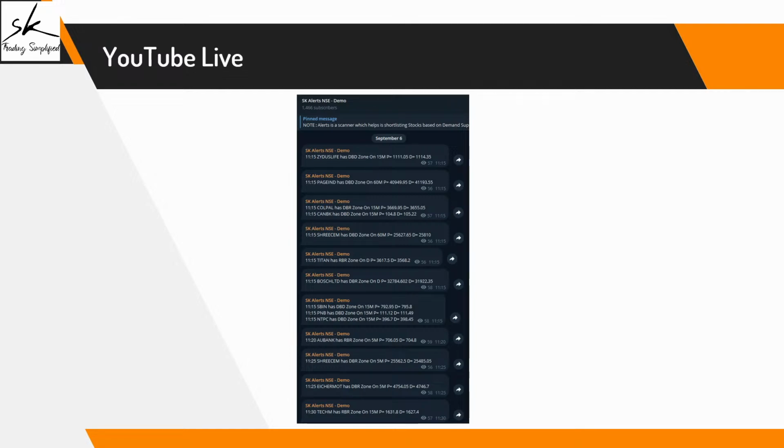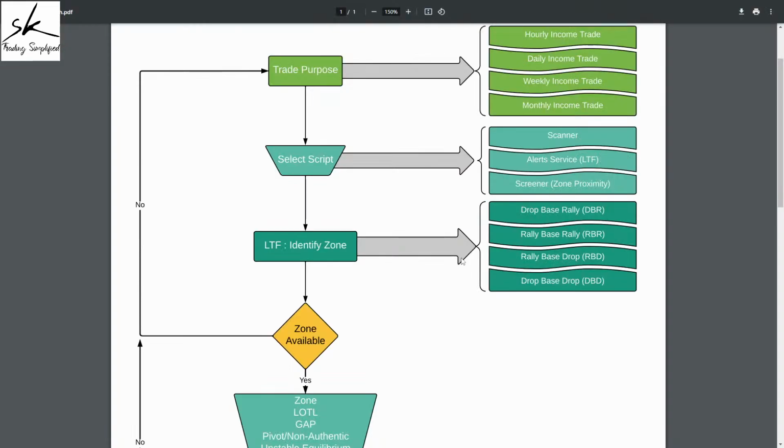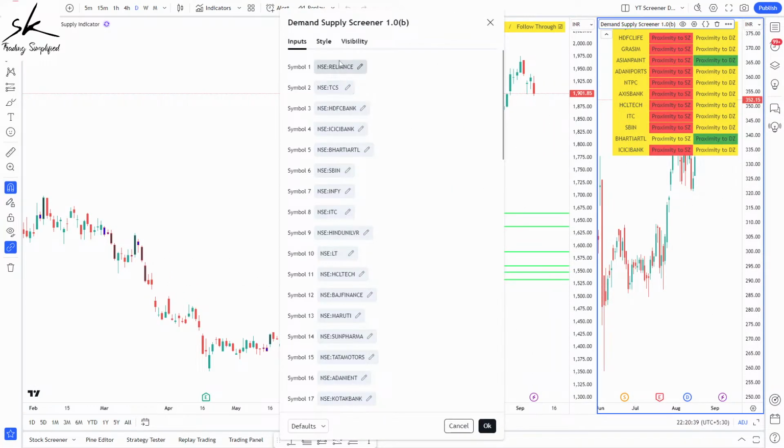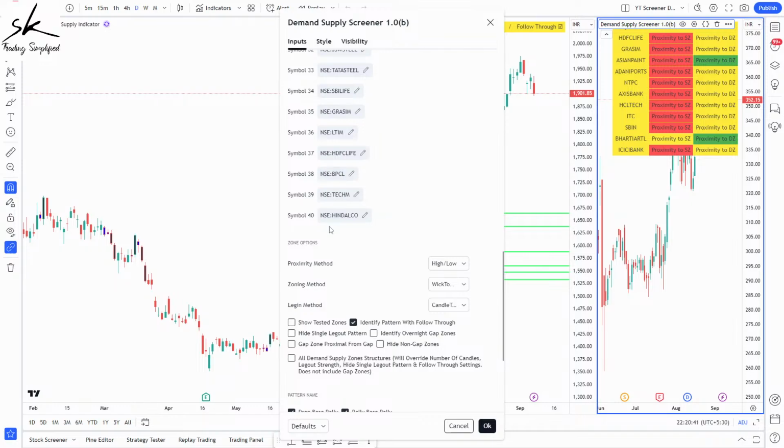And talking about the screener, the way the screener works is that we can input our list of symbols. Like here you can see I've input my list of about 40 symbols. Now I've just applied the screener to one chart, right? I can have multiple chart layouts. I can apply it multiple times. I can have a list of n number of symbols I wish to.